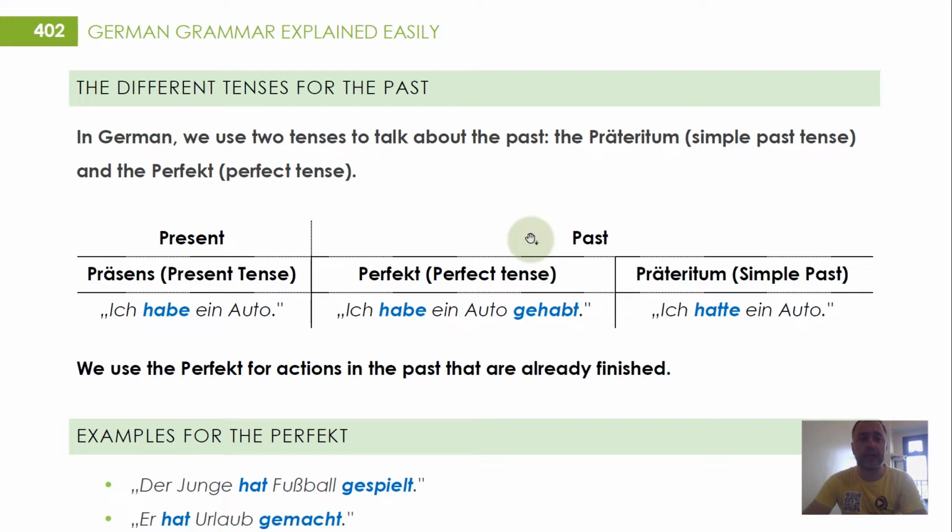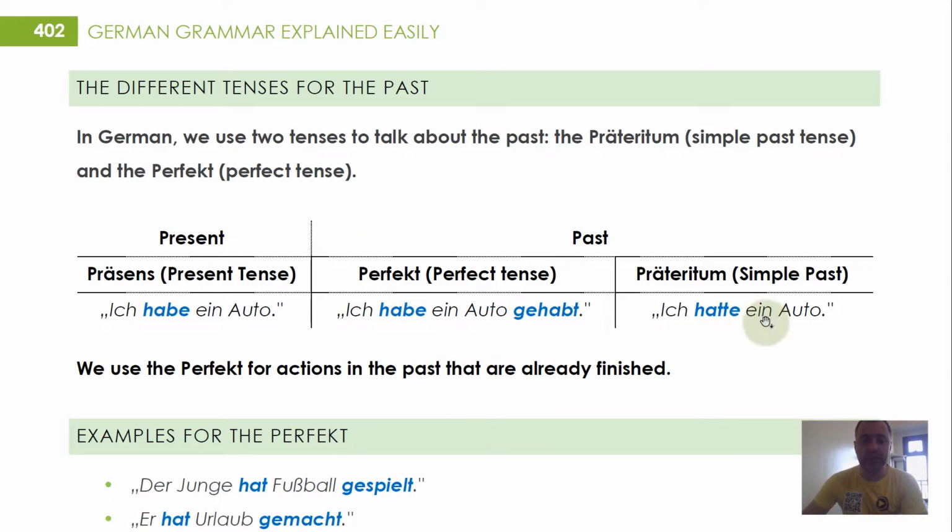First thing that you have to know is that there are two different tenses for the past in German. There is the so-called Präteritum, which is more or less equal to the simple past tense in English, and there is the perfect, which is pretty much the perfect tense in English as well.